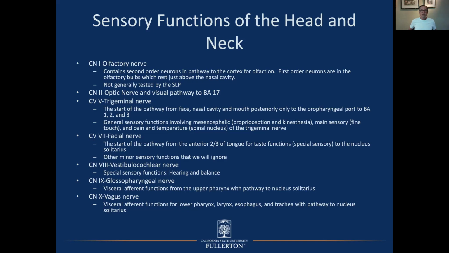Cranial nerve 2, the optic nerve in the visual pathway, projects to Brodmann's area 17. And we are going to look at that in quite a lot of detail in the last 2 slides in this series. It concerns SLPs because a lot of our patients will have problems with the visual system, that would affect reading, and even performance in tasks that we think of as language tasks. They are language tasks, but which require a visual component.